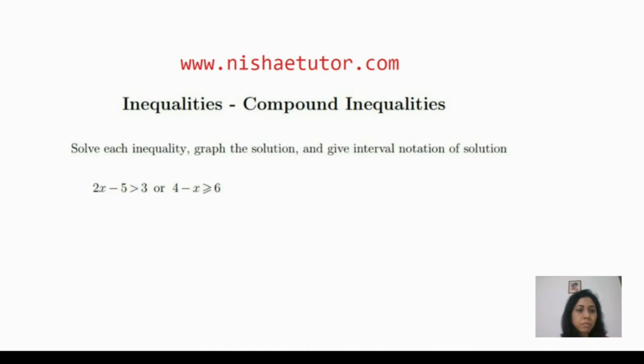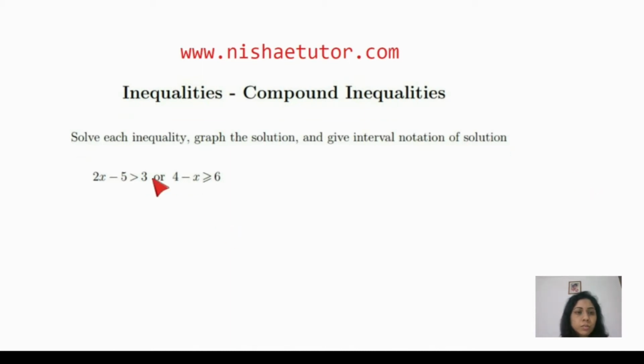So, for this type of inequality, we want a true statement for either one inequality or the other inequality or both. So here is the question. Solve each inequality, graph the solution and give interval notation of solution. Here given two inequalities combined by or sentence. Okay, compound inequalities. So 2x minus 5 greater than 3 or 4 minus x greater than or equal to 6.